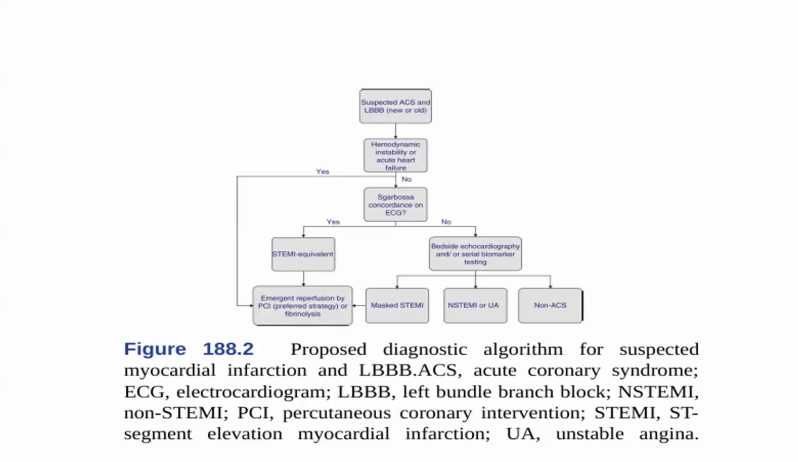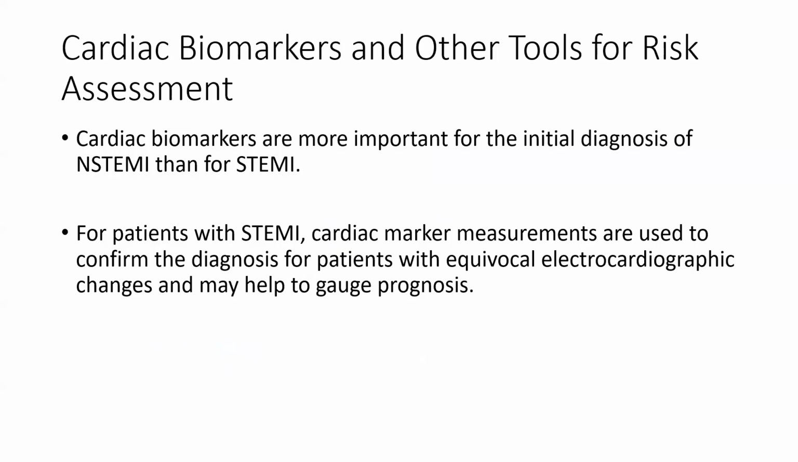Then classify: on echocardiogram, if there is a regional wall motion abnormality, then it is most likely STEMI. And if serial biomarkers are elevated, then it could be NSTEMI or unstable angina. Cardiac biomarkers are more important for the initial diagnosis of NSTEMI than STEMI. For patients with STEMI, cardiac marker measurements are used to confirm the diagnosis in patients with equivocal ECG changes and may help to judge the prognosis.